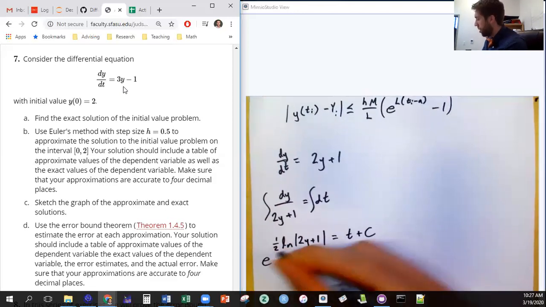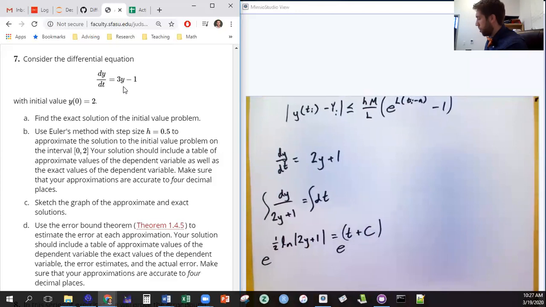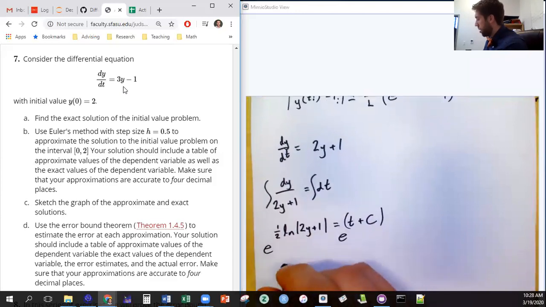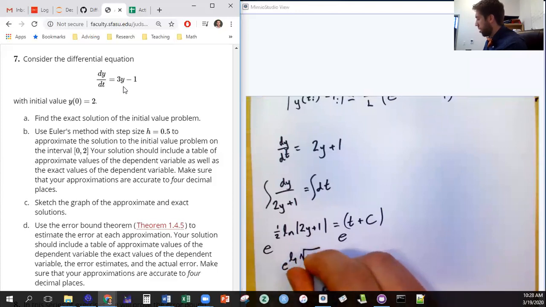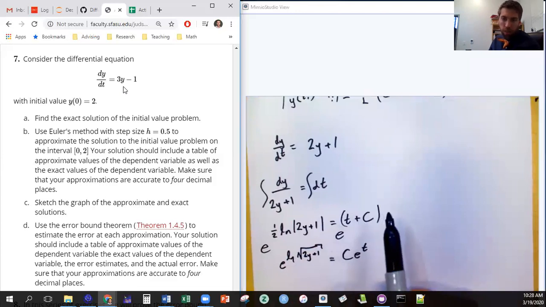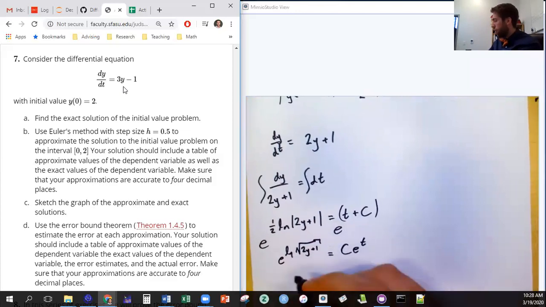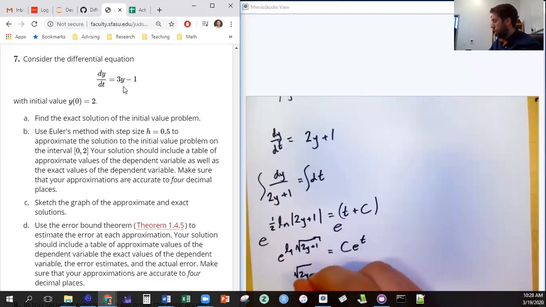And then e to the power of both sides gives me, oh, but I can't simplify that yet. I've got to move the 1/2 inside. So e to the natural log of the square root of 2y plus 1 equals c e to the t. The standard trick with an unknown constant is that e to an addition in the exponent is multiplication on the outside, and then just call it a new constant, capital C. So then I have the square root of 2y plus 1 equals C e to the t.